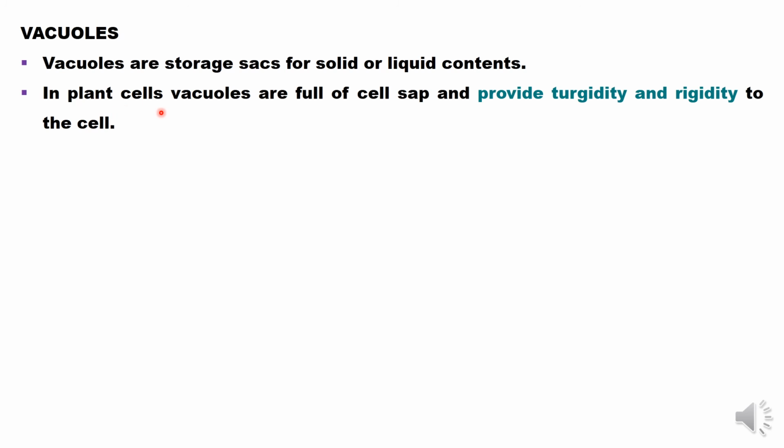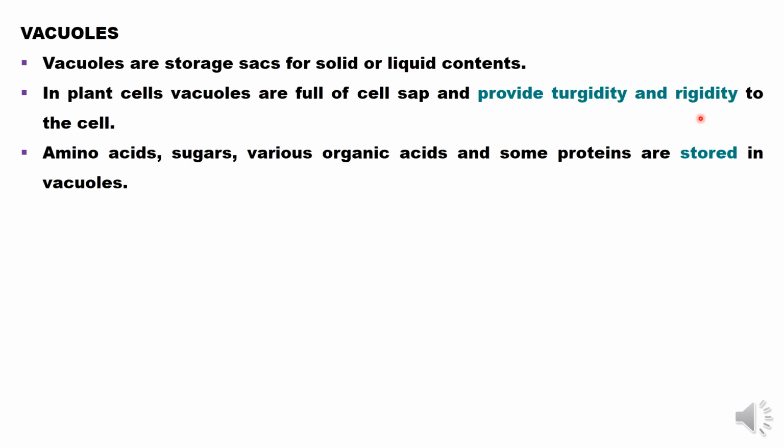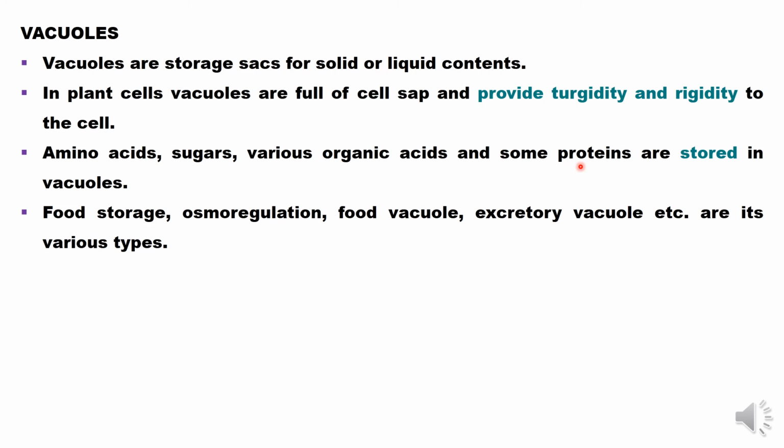And in plants, what do they contain? They contain cell sap. So this cell sap will provide turgidity and rigidity to the cell. They also contain amino acids, sugars, various kinds of organic acids, and some proteins, and they store them. Now another function of vacuole is food storage, osmoregulation as food vacuole, and excretory vacuole. These are the various types of vacuoles, and these functions mostly pertain to the animal vacuoles.